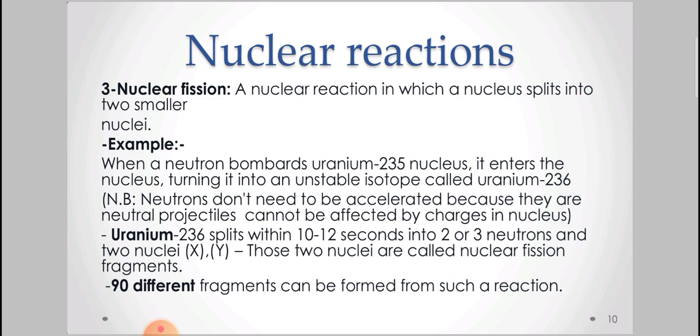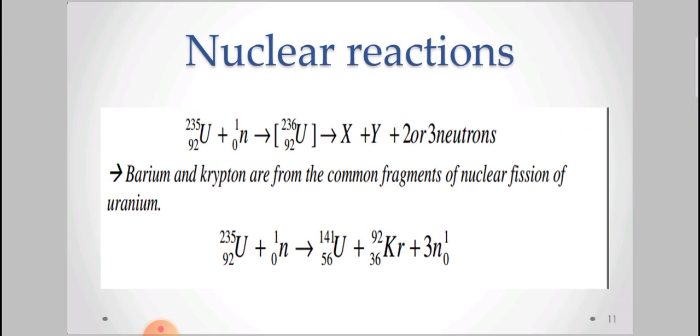Uranium-236 splits within 10 to 12 seconds into 2 or 3 neutrons and 2 nuclei X and Y. Those 2 nuclei are called nuclear fission fragments. 90 different fragments can be formed from such a reaction. Uranium-235 plus a neutron gives uranium-236, which splits into 2 or 3 neutrons and 2 nuclei X and Y.